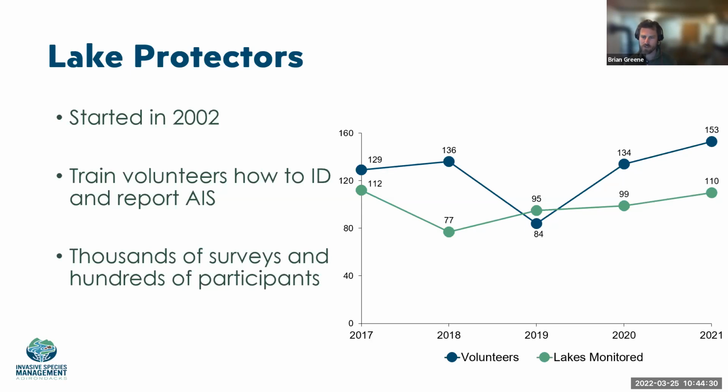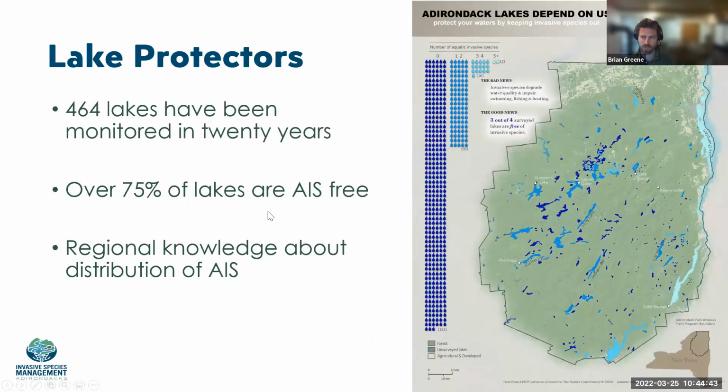On this graph here, you can see that it kind of changes from year to year. Last year, we had 153 volunteers that monitored 110 different lakes across the region. And collectively, over the 20 years, you can see it's added up to be 464 lakes. So all of these lakes that you see colored blue have been monitored at least once. Some of them have been monitored over a dozen times, which is really important.